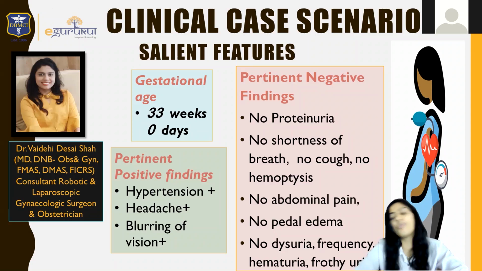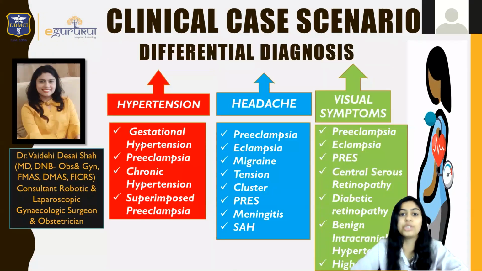So based on this, what is the differential diagnosis? We have three different main symptoms in our case: hypertension, headache, and visual symptoms. Based on this, we can narrow down our differentials to this particular group. The differentials for hypertension are gestational hypertension, preeclampsia, chronic hypertension, and superimposed preeclampsia.